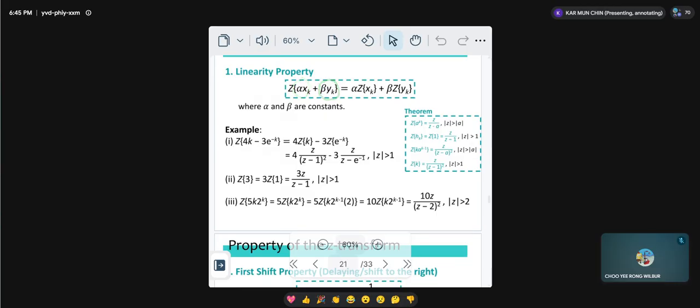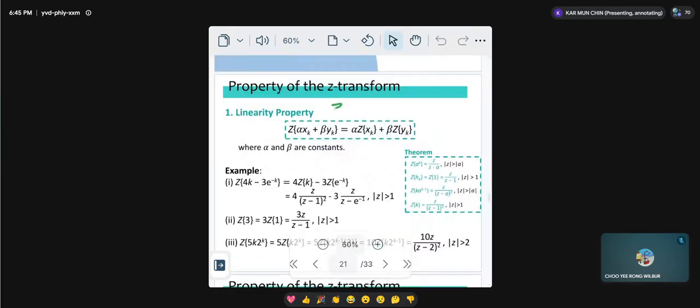When you separate it out, you will get Z transform of alpha x k plus Z transform of beta y k. Then you can factorize your alpha and your beta out. So you get these two terms. Can see?